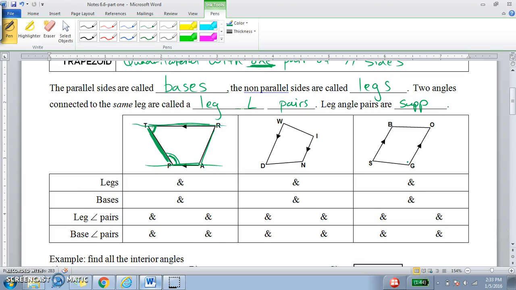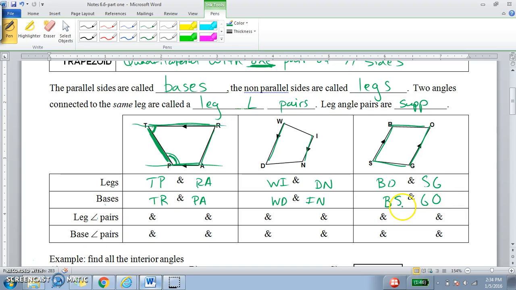So naming for all three of these trapezoids, naming the legs, the bases, the leg angle pairs, and the base angle pairs. So this one, like we said, the legs are TP and RA. The bases would be TR and PA, the two that are parallel to each other. Here, the two that are parallel are WD and IN, so those are the bases, which would make the legs WI and DN. Here, the legs, the non-parallel ones, are BO and SG. Here, the parallel ones, or the bases, are BS and GO.